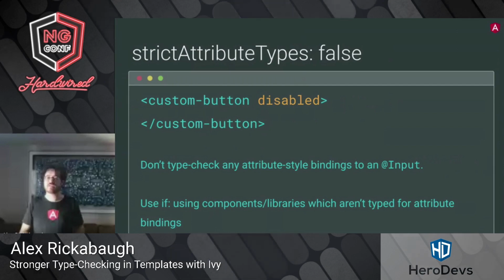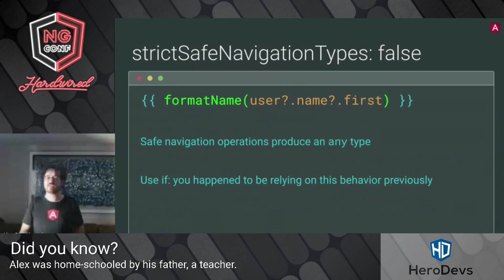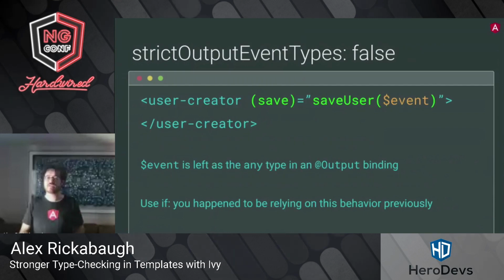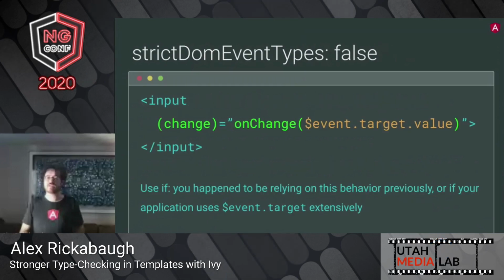Another problem tends to come up with attribute style bindings, as opposed to the square bracket property bindings. Attribute bindings are always strings, and that can cause issues if you're trying to bind them to inputs that might be expecting, for example, a Boolean value, like a disabled input. And you can set strict attribute types to false to work around that until you have time to implement the changes in templates. If you happen to be relying on the previous inference of any types for safe property navigation, you can restore that behavior by setting strict safe navigation types. And the same goes for inference of the $event type for outputs and strict output event types. And in the case of DOM events, we have another flag, strictDomEventTypes, that affects the inference of $event for those.